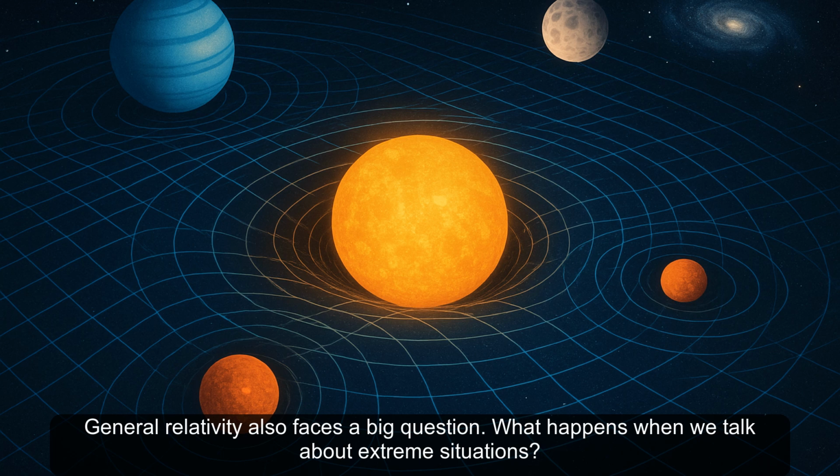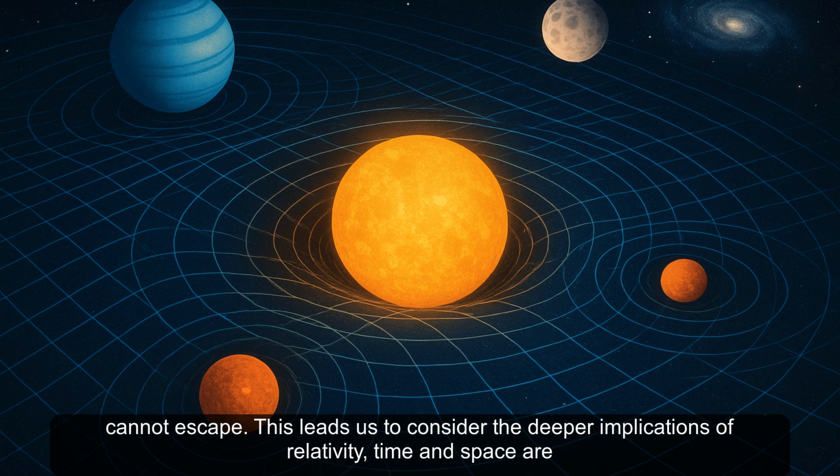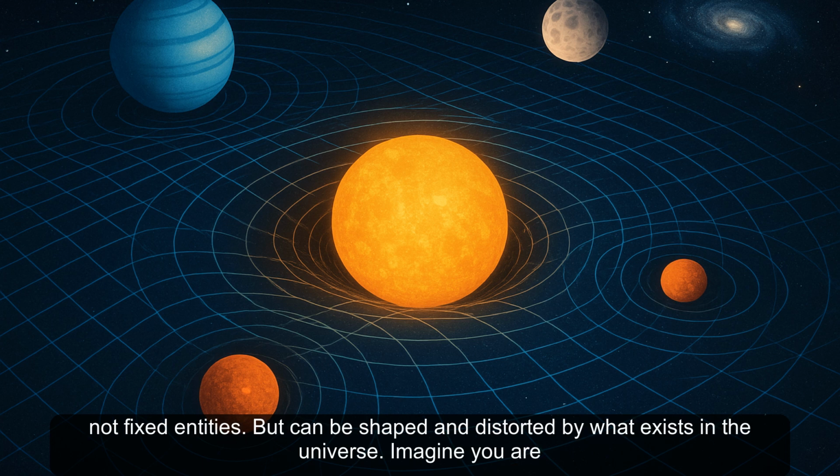General relativity also faces a big question. What happens when we talk about extreme situations, like black holes? In these contexts, the curvature of space-time becomes so intense that even light cannot escape. This leads us to consider the deeper implications of relativity. Time and space are not fixed entities, but can be shaped and distorted by what exists in the universe.